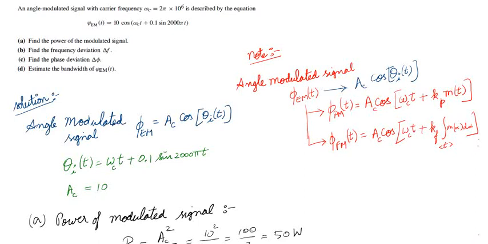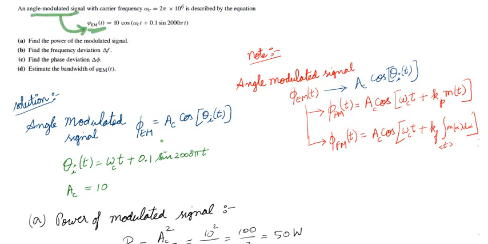In this video, we are going to discuss a problem from angle modulated signals. The question is: an angle modulated signal is given, whose carrier frequency is omega c = 2 pi into 10 power 6, and the angle modulated signal is phi EM = 10 cos(omega c t + 0.1 sin 2000 pi t). This is your angle modulated signal.